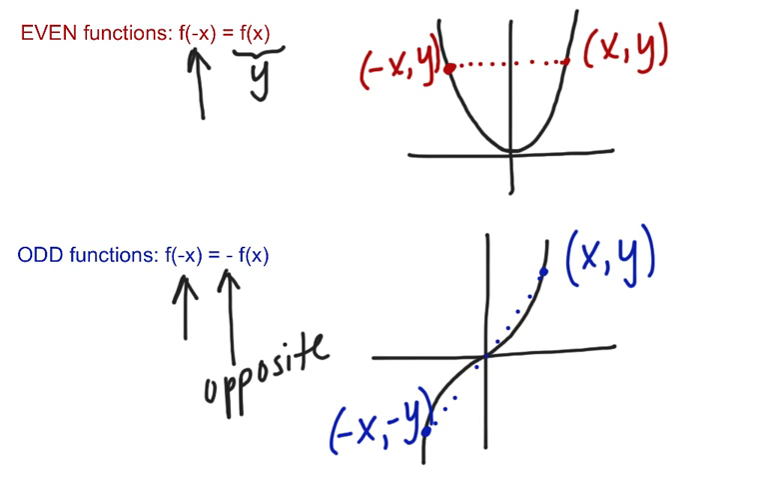So your test starts the same way for even and odd. You always begin by inputting a negative x value, and then you look at what you get out. If you get out a positive f of x that's the same as the original function, then it's even. If you get out the opposite of the original function, then it's going to be odd. All right, on to our examples.